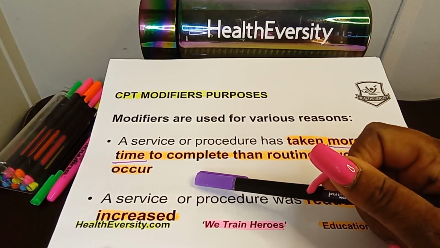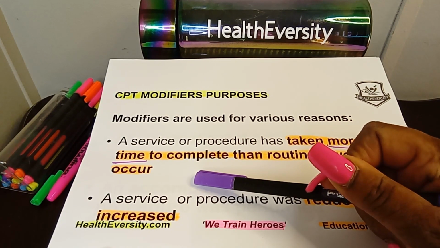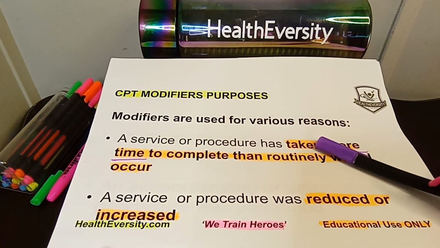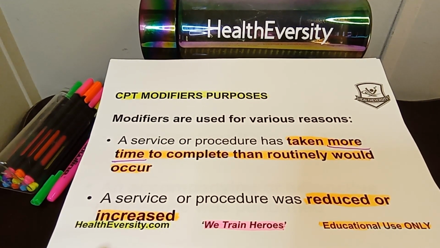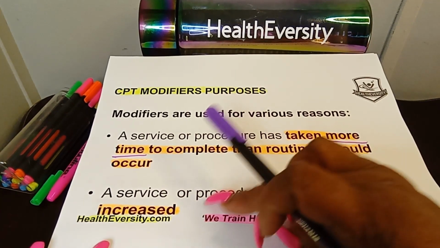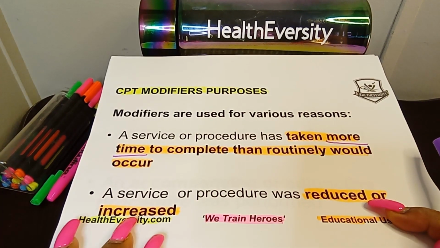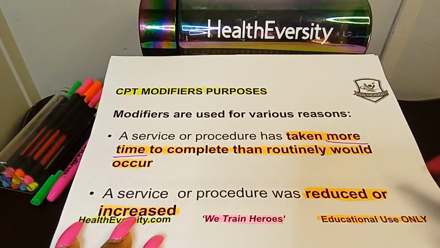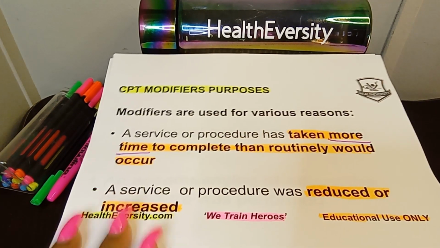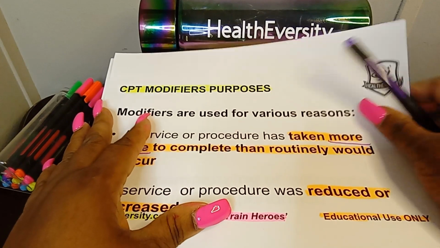So let's say a procedure is 5 hours and they did 7 hours. They have to tell you why they did 7 hours, okay? Or 50 minutes and they did 60 minutes, they have to document why, okay? A service or procedure was reduced or increased. So say you're going to do a mastectomy and you just take off the areola. Why? So you reduce it down to that. Or they say they're going to take care of the areola and then they take off the whole breast. They have to tell you the reason.